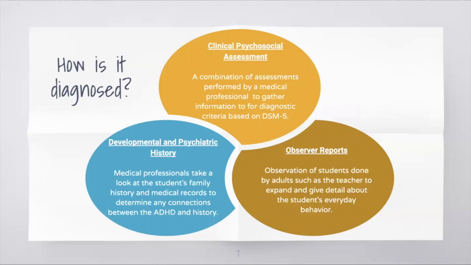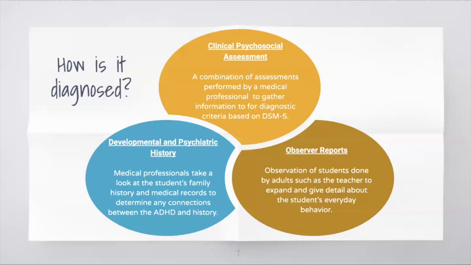And then they take that information and they look at the diagnosis from the DSM-5 to compare what information they have gathered. For ADHD, a student has to have shown symptoms for at least 6 months. They also look at the developmental and psychiatric history. So they may gather the students' medical records and also look at their family history to see if any of the symptoms or signs that they are showing for ADHD is connected to another medical condition that they have maybe had in the past.